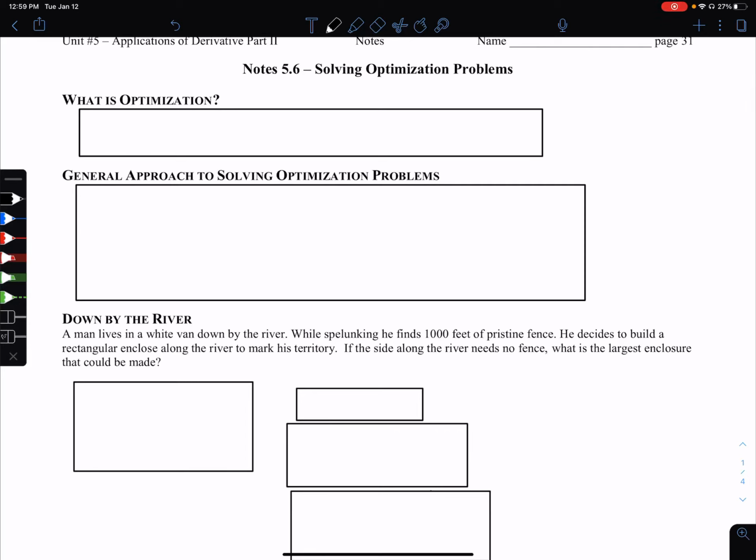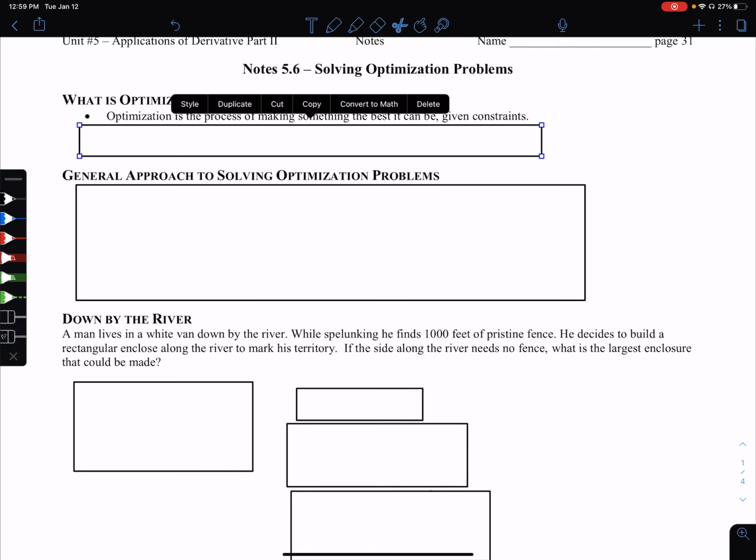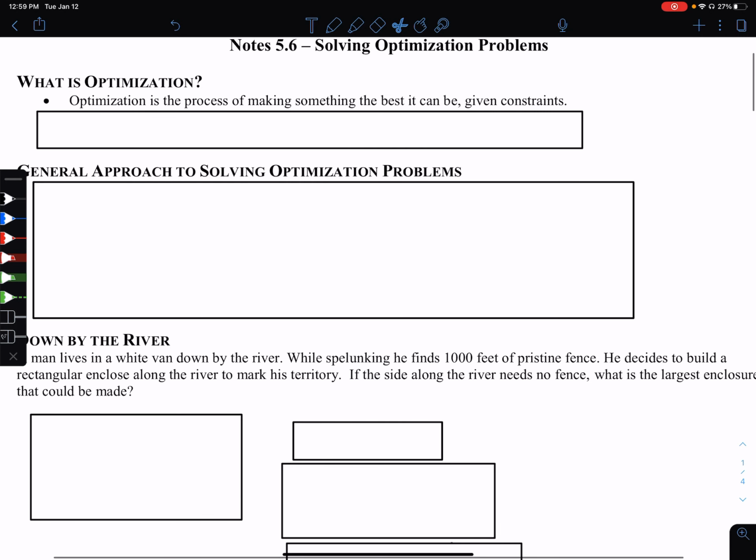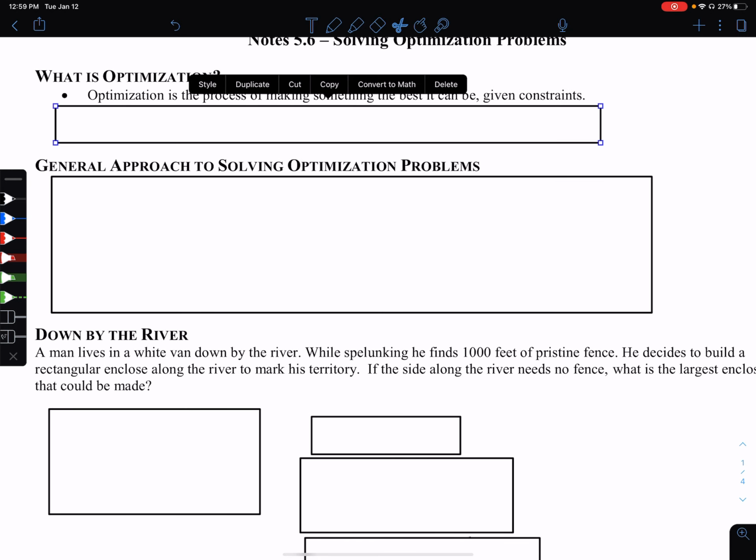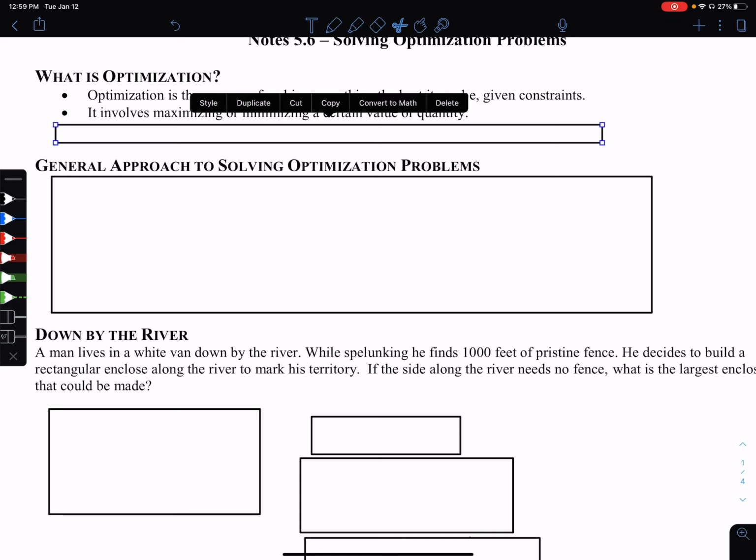AP Calculus AB, we are looking at optimization problems. This is an introduction. So the first thing we would want to tackle is, what is optimization? Optimization is the process of making something the best it can be given constraints. It involves maximizing or minimizing a certain value or quantity.